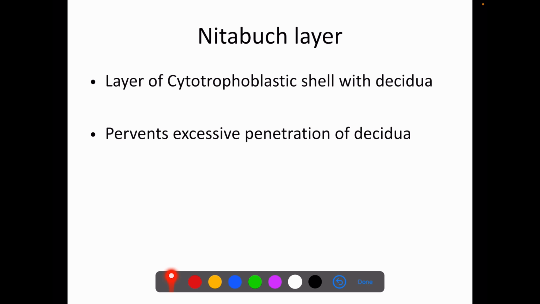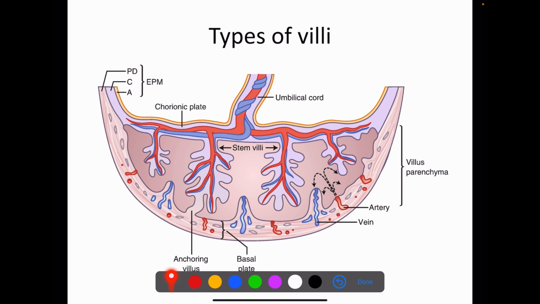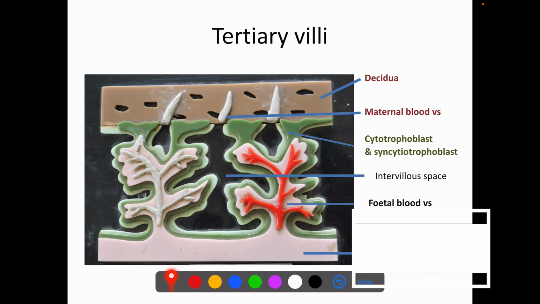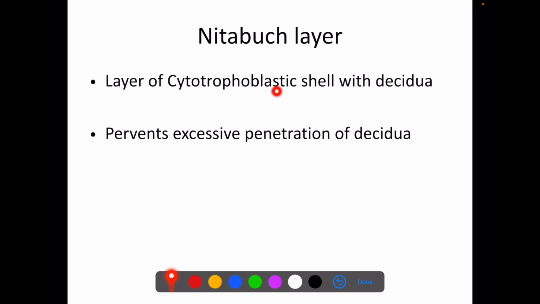Now, what is the Nitabuch membrane? You know that the trophoblast has a capacity to eat up, right? As development proceeds, we need to stop it from entering into the decidua, and that is done by this Nitabuch membrane. It is nothing but the cytotrophoblast which will enter and form a layer, a layer of cytotrophoblastic cells within the decidua, a shell which will form or cover the decidua. It prevents excessive penetration of the decidua, right? So that is the Nitabuch membrane.